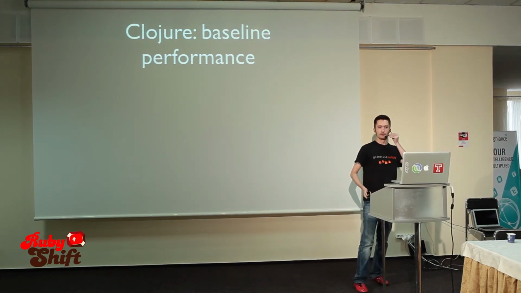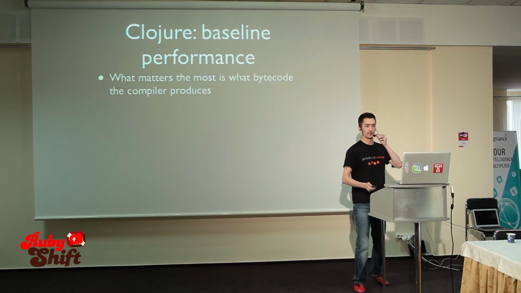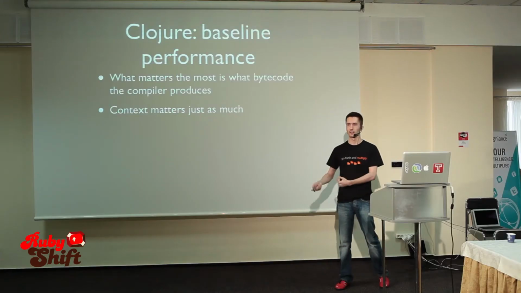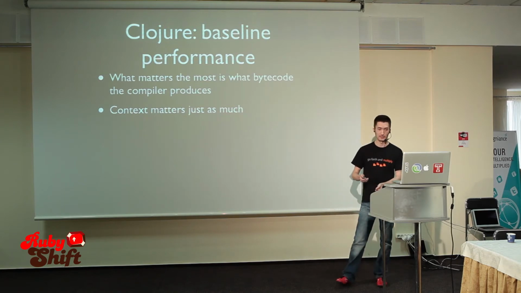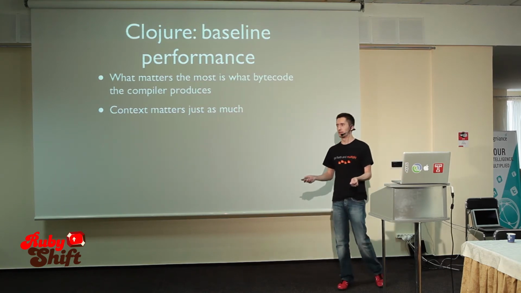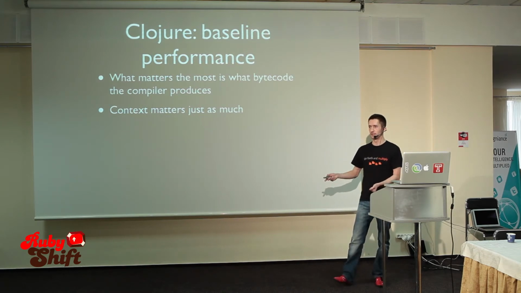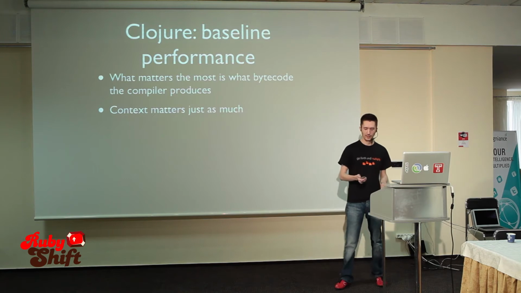So, what is baseline performance? For performance, what really matters, at least for JVM languages, is what bytecode the compiler produces. Performance isn't an abstract thing. It is the amount of work that is done by a runtime. And another thing, when talking about performance, you need to know about the context. What exactly is going on? How do you use this and that? And if you don't have context, all the discussions that X is faster than Y are basically bullshit because they're not based on anything.